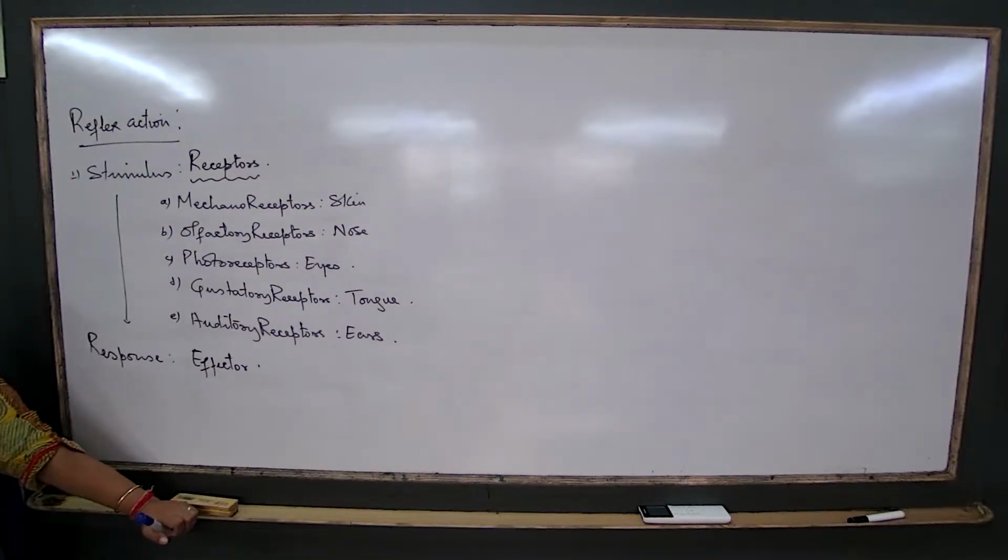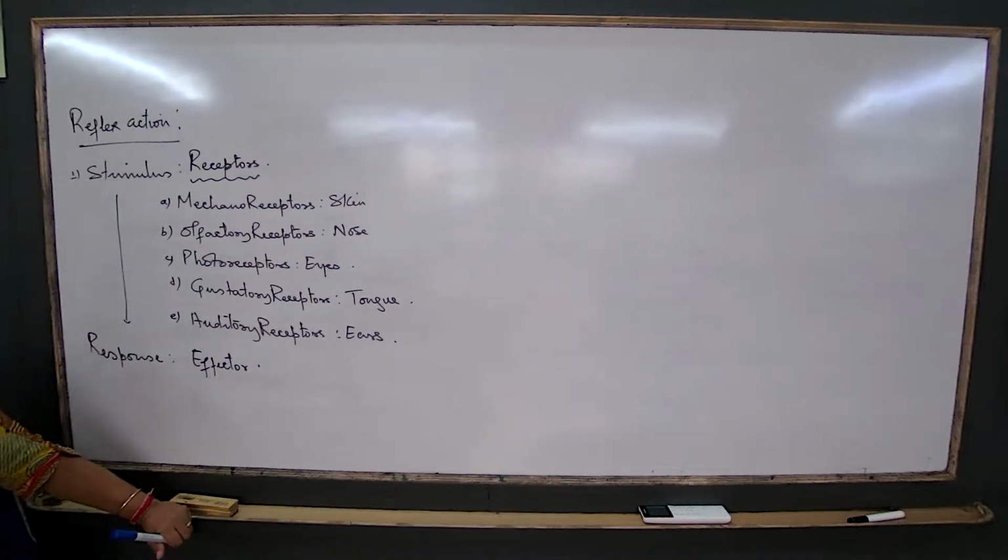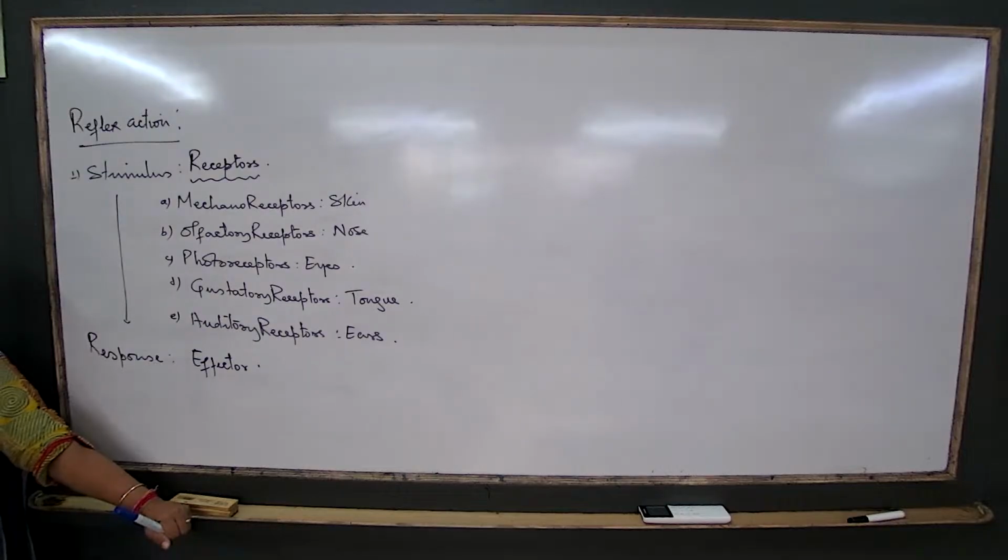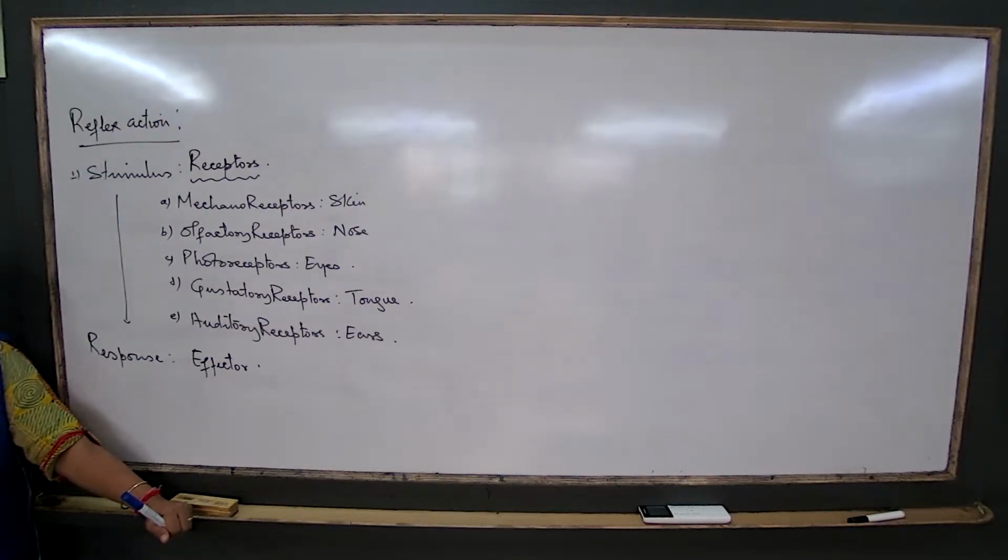Leg. The skin of the foot. Which part of the body is acting as an effector? The muscles of the foot, the muscles of the calf. So the muscles of the foot are contracting immediately and I'm able to withdraw my leg.